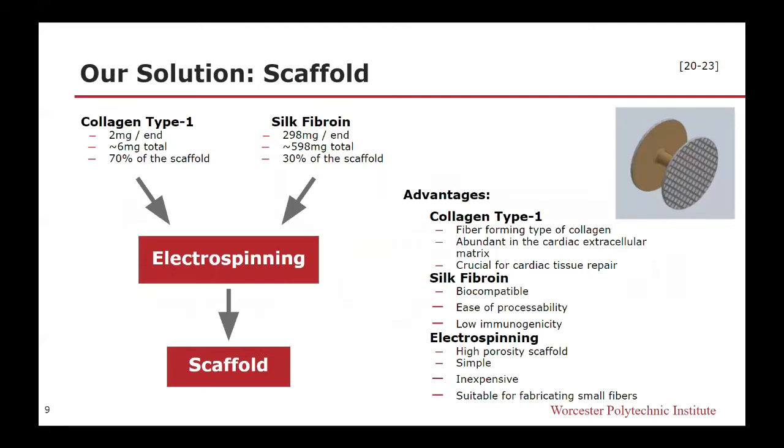The scaffold will be composed of collagen type 1 and silk fibroin in a volumetric ratio of 7:3. Based on the dimensions of the device and material properties, the amount of material used to fabricate the scaffold will be approximately 6 milligrams of collagen and 598 milligrams of silk fibroin. The collagen and silk fibroin will be electrospun to create the scaffold of our device.